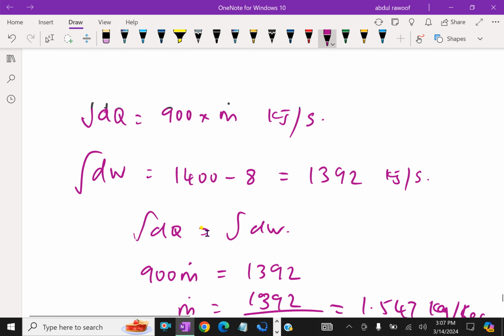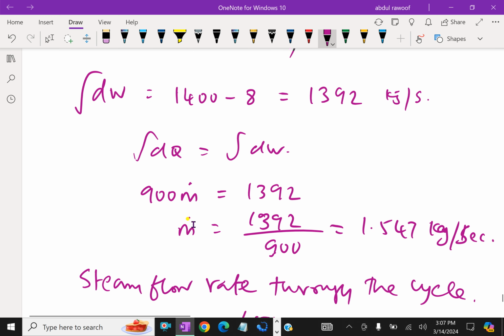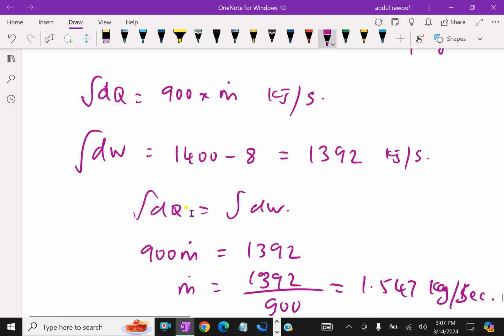So far we discussed nine problems regarding thermodynamic processes in closed systems.